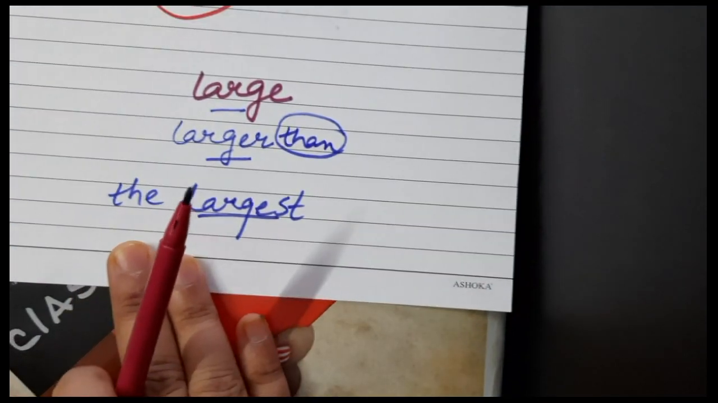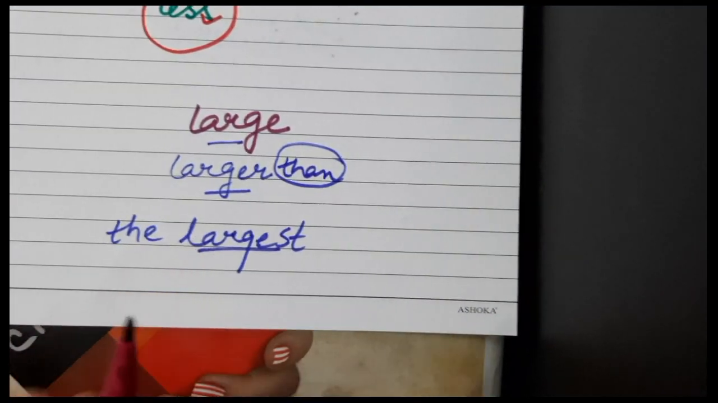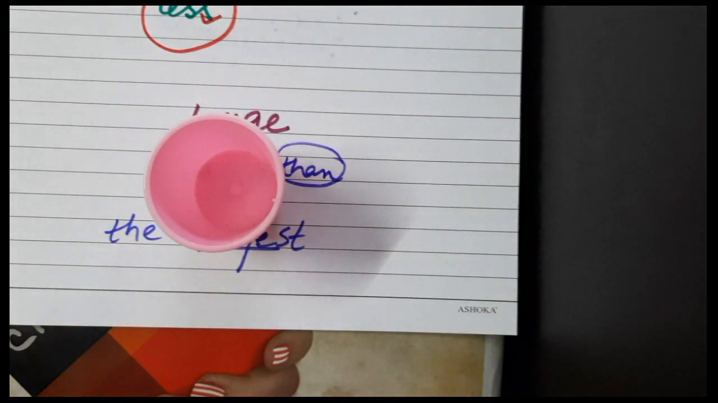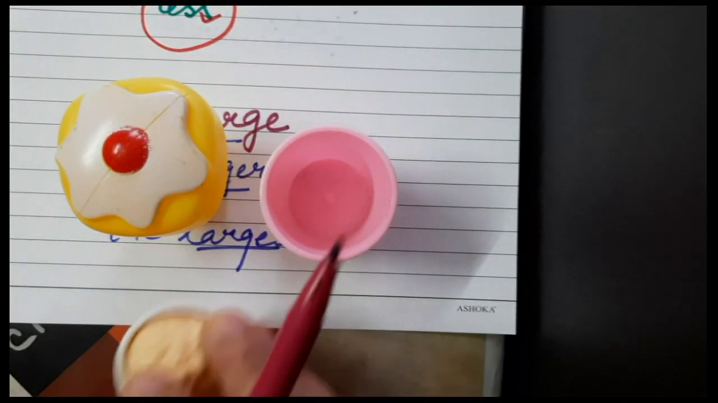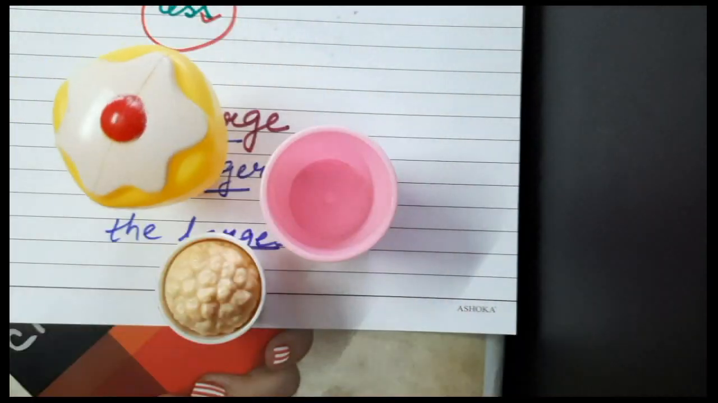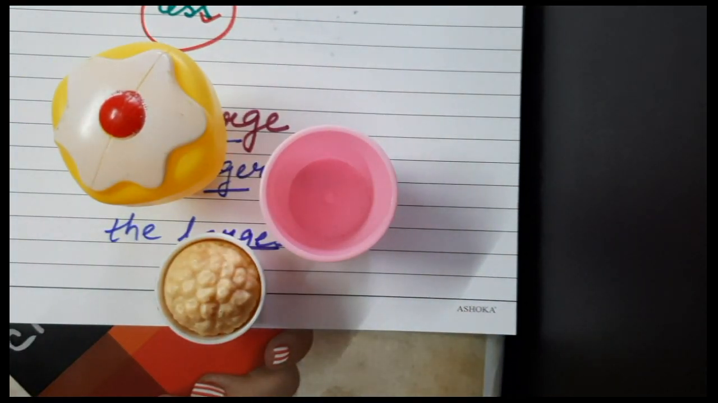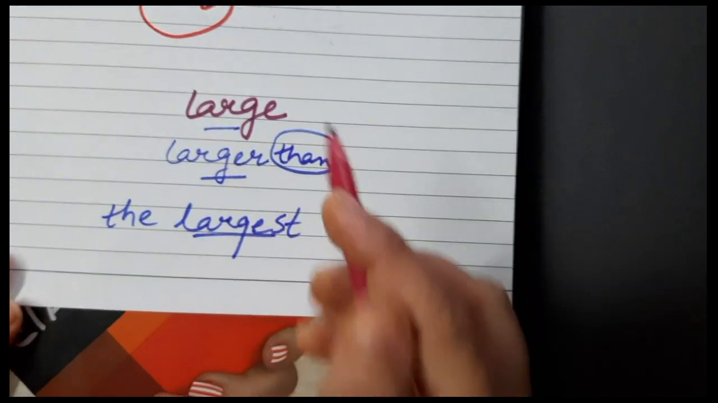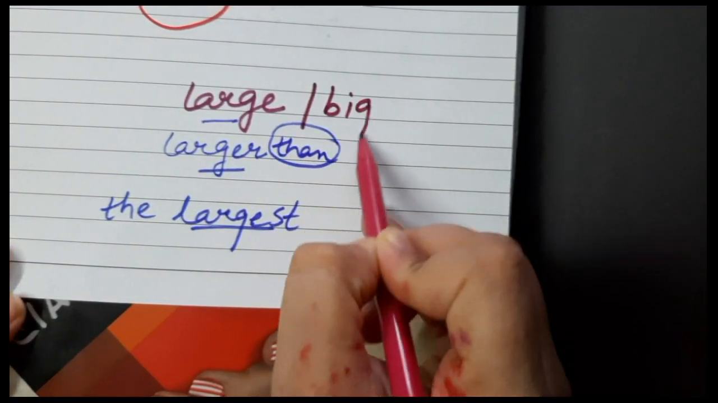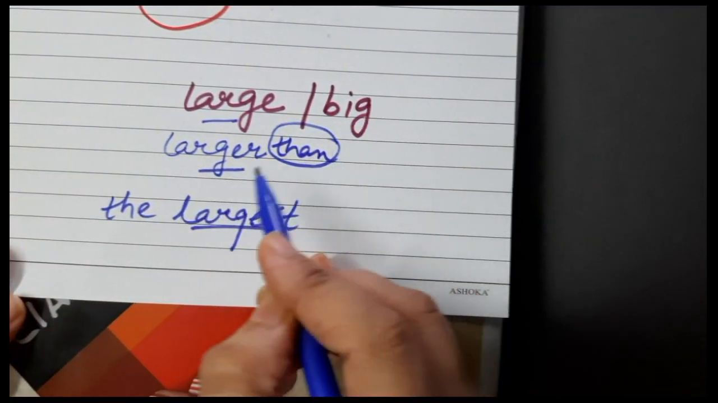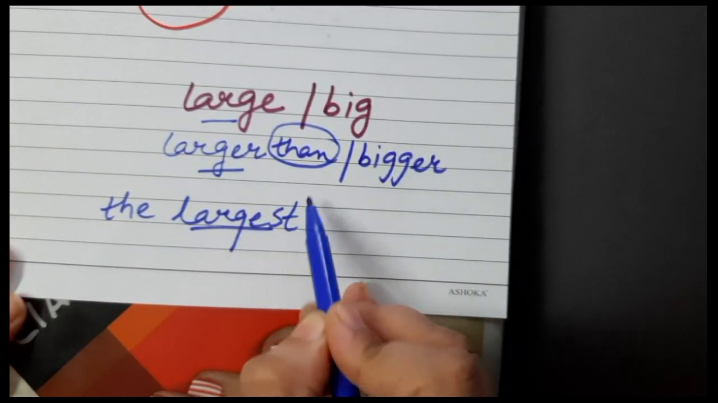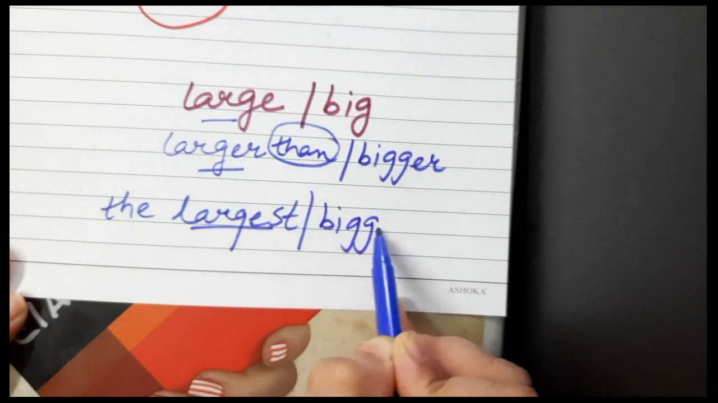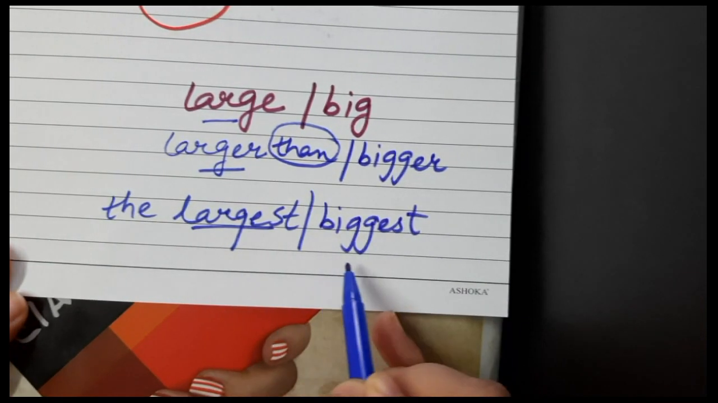Okay, in the same way you can write big. Big can also be used. This is a big glass. This is bigger than this. This is the biggest of all. Okay. So we have learnt two adjectives. Large, big. And what is the comparative form? Larger, bigger. Largest, biggest. Please see their spellings.